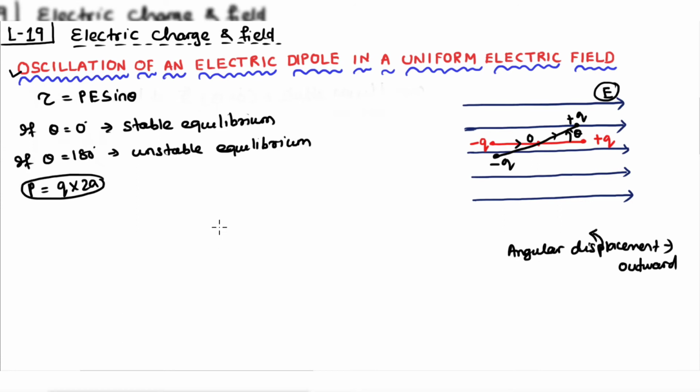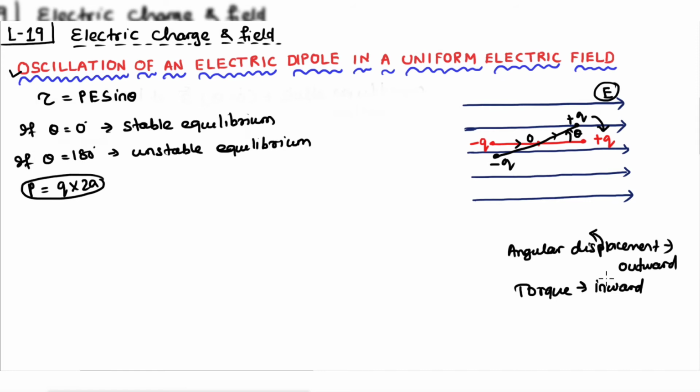And now a torque will act on the dipole, and the tendency of the torque will be to take the dipole back to its equilibrium position. Meaning the torque will again rotate the dipole in the clockwise direction, and we know that if the torque rotates a body in the clockwise direction, it means the torque is inward. So here the torque acting on the dipole will be inward.